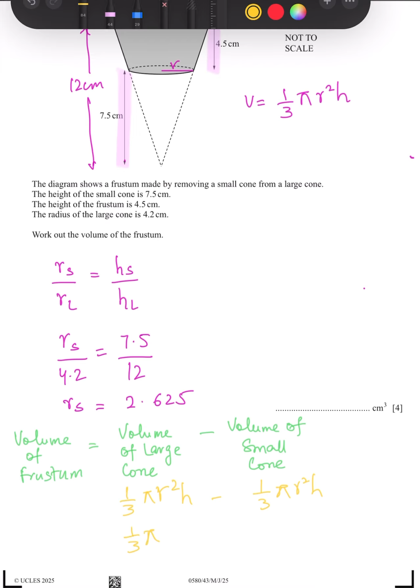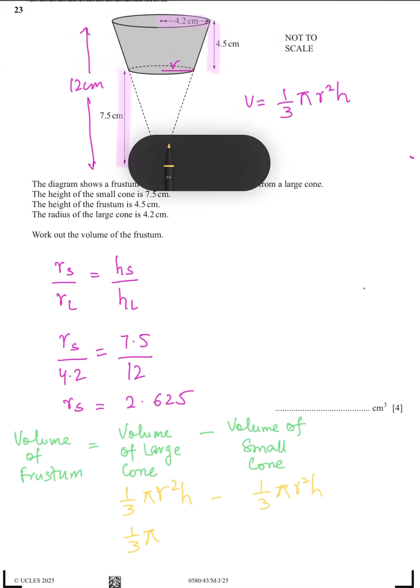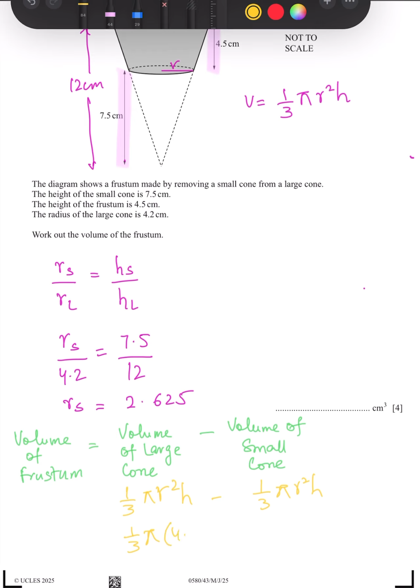1/3 pi radius of the larger cone is 4.2 square, height is 12, minus 1/3 pi radius of the smaller cone is 2.625 square, and height is 7.5 centimeter. Let's just calculate it.